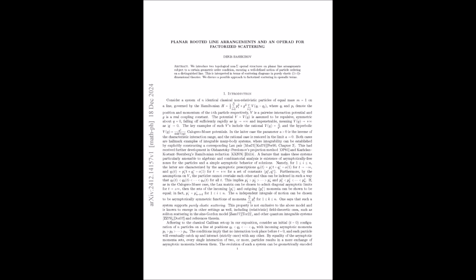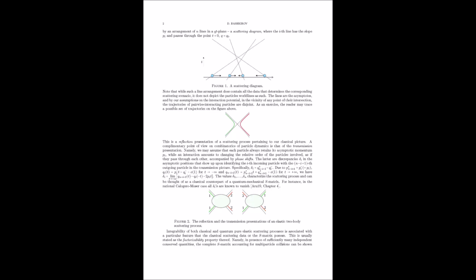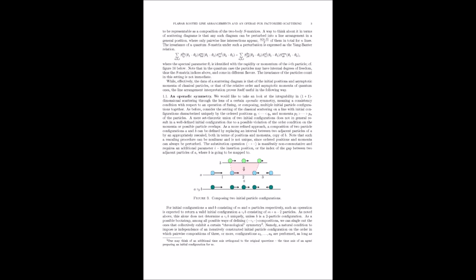Right. But how does this all connect back to our scattering diagrams? Well, remember in the transmission picture, that scattering process is all about particles changing their order as they interact. We can actually think of that as a path on the permutahedron. Each point along that path represents a specific ordering of the particles. Ah, I see. So as particles collide and swap places, we're basically tracing a path on this permutahedron, hopping from one vertex to another along the edges.